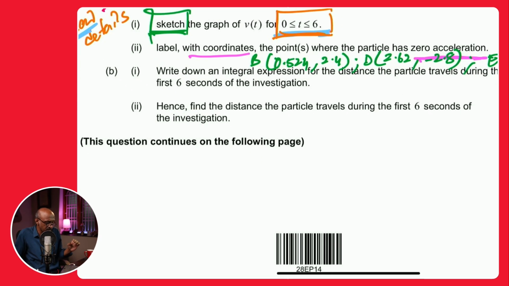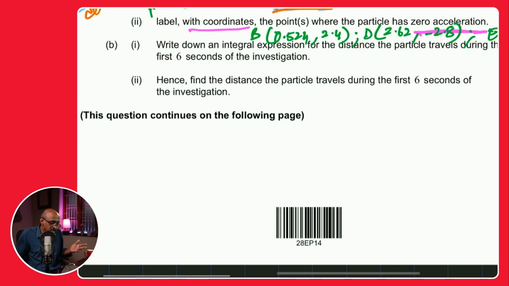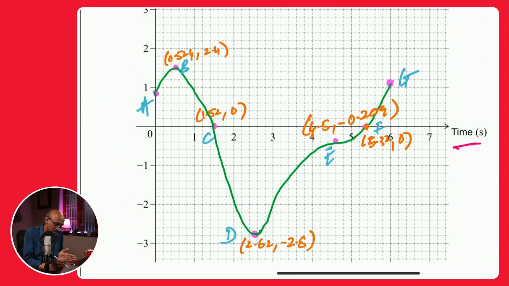Part 1. Write down an integral expression for the distance the particle travels during the first 6 seconds of the investigation. So they already gave you the hint there: the integral, or the area under the curve, for the velocity time graph. In a velocity time graph, the derivative of the velocity is the acceleration, but the integral, the area under the curve, will give you the distance. First 6 seconds means all the way up to here, 6, right?